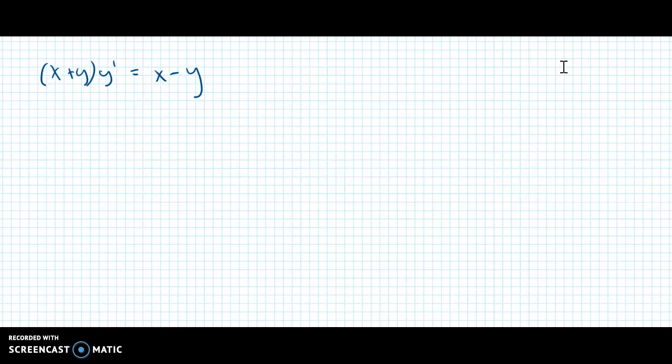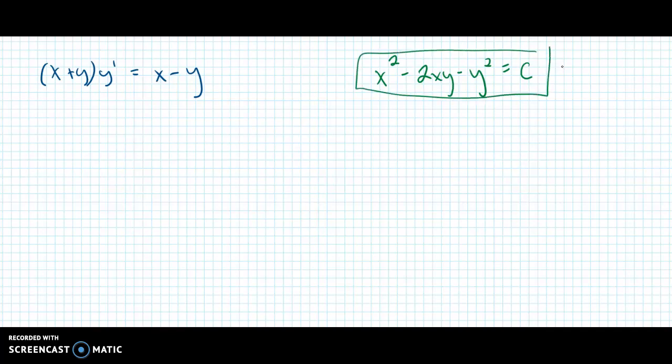Okay, the answer, and keep in mind this is one for which there are many answers that you could write. I think the best, most pure answer is x squared minus 2xy minus y squared equals a constant. Now it's possible that you have something that's algebraically equivalent to that but looks nothing like it. But boom, I'll show you how we get there now.